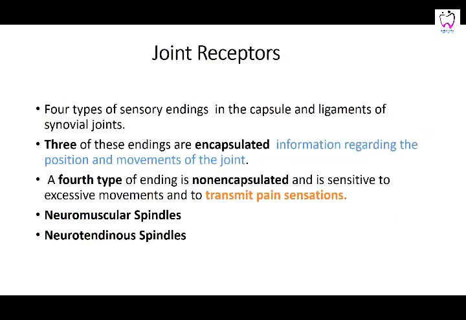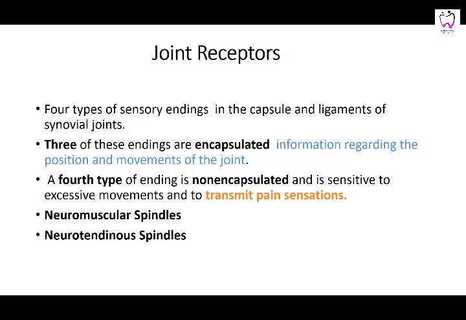Then you have these receptors which are present in the joint. They tell you the movement of the joint, and these are the encapsulated type. The information regarding the position and movement of the joint, whether your leg is bent or straight, whether your eyes are closed or open, is going to be told by these proprioceptor fibers regarding the position and movement of the joint.